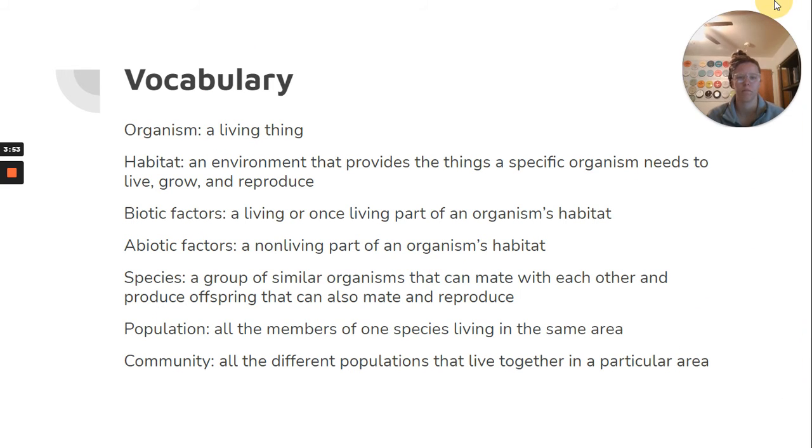So our vocab: organism, a living thing; habitat, an environment that provides the things a specific organism needs to live, grow, and reproduce; biotic factors, a living or once living part of an organism's habitat; abiotic factors, a non-living part of an organism's habitat; species, a group of similar organisms that can mate with each other and produce offspring that can also mate and reproduce; population, all the members of one species living in the same area; community, all the different populations that live together in a particular area.